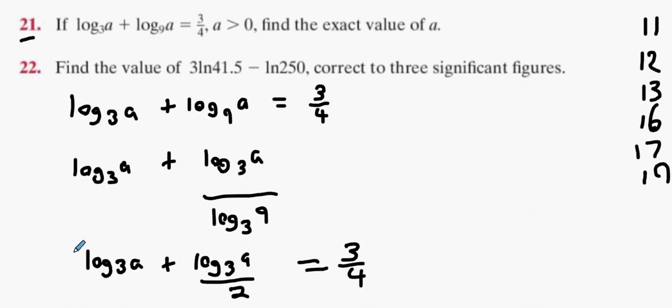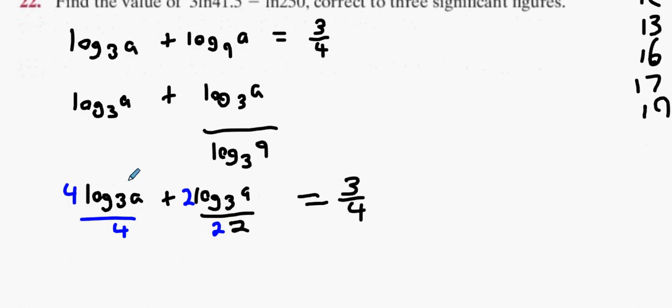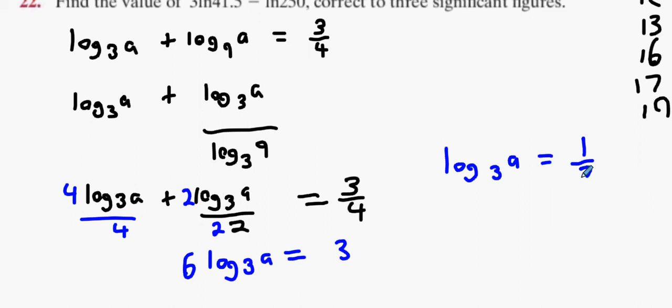Common denominator of 4. Everybody cool with that? So what's 4 plus 2 of them? How many is that? 6 of them. 6 log 3 base a equals 3. And what's 3 divided by 6? Huh? 2? No, not 2, a half. So 3 divided by 6 is a half, yeah? Shouldn't have to say too much.